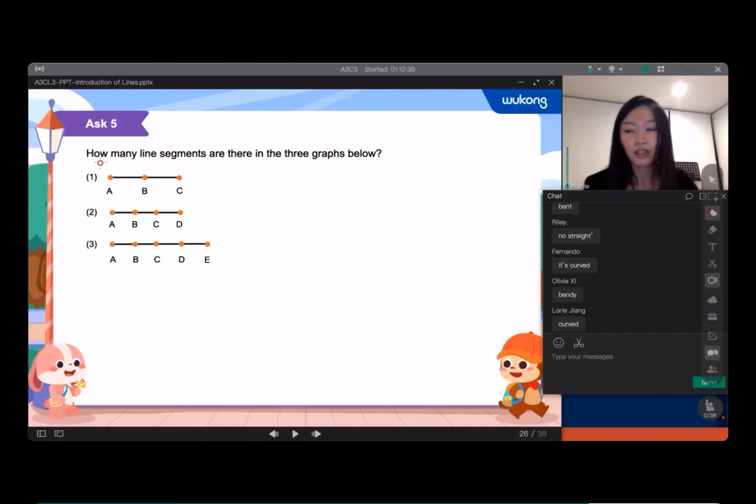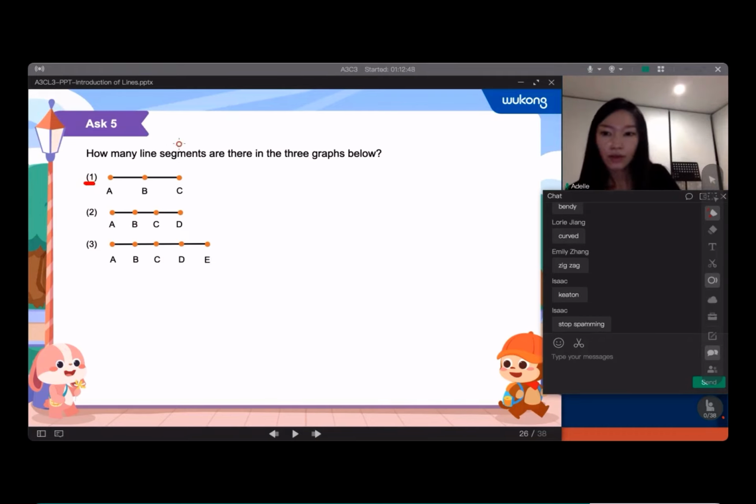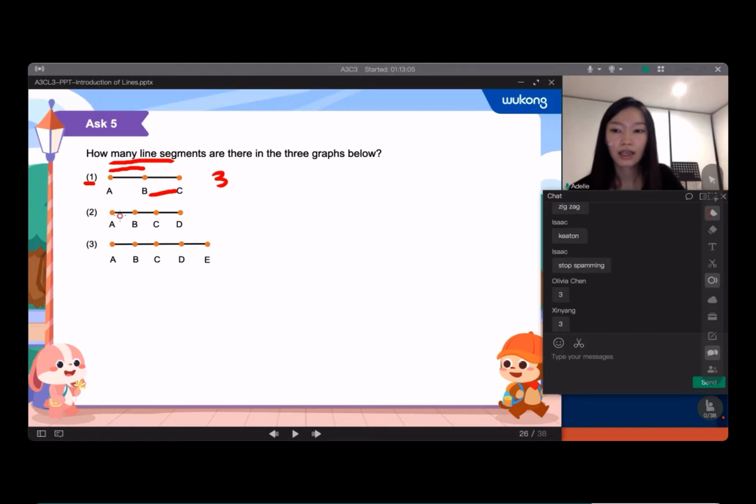So for this question, how many line segments are there in the three graphs below? So let's look at question 1 first. We can have a segment from A to B, can't we? And then we can have another segment from A to C. And we can also have one from B to C. So how many is there in total? 3. Okay, what about question 2?